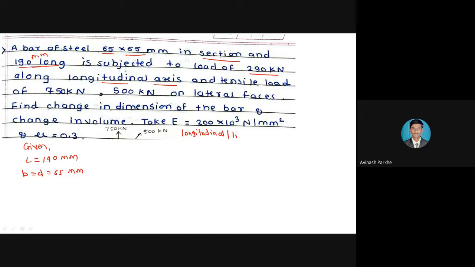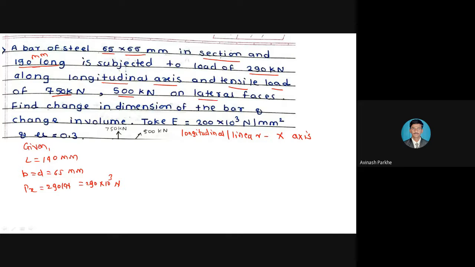Longitudinal or linear means your x-axis, which means the 290 kilonewton force is applied along the linear direction, along the length of 190 mm. That means Px is equal to 290 kilonewton, which is equal to 290 into 10 raised to 3 Newton.